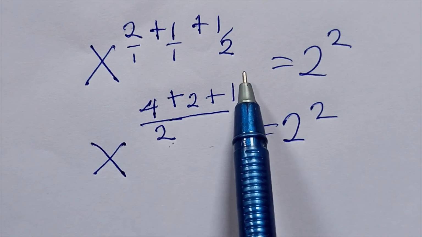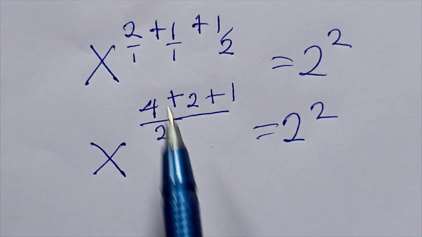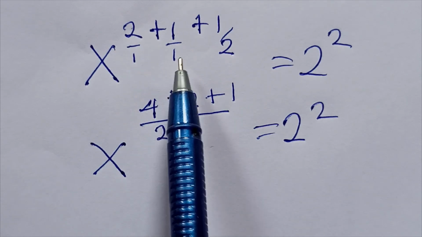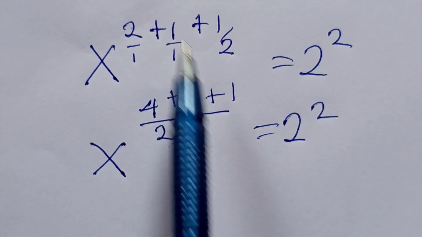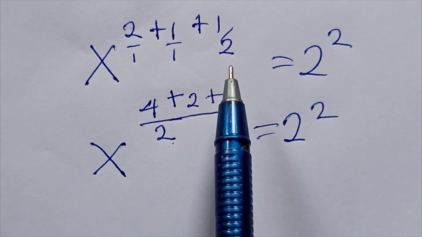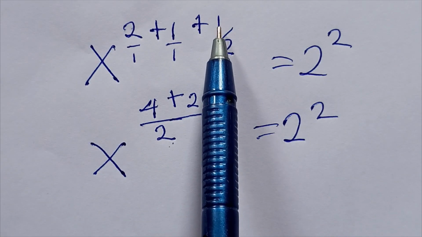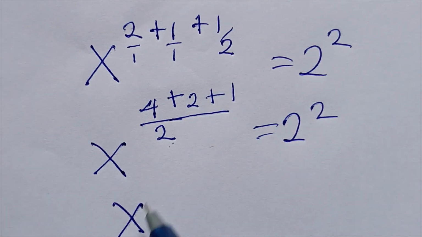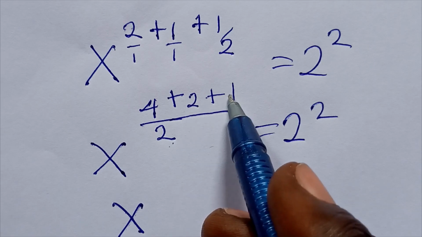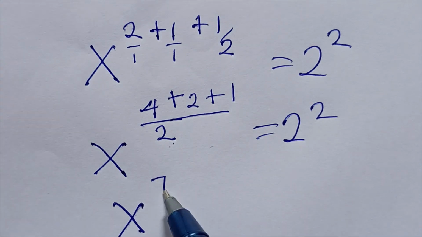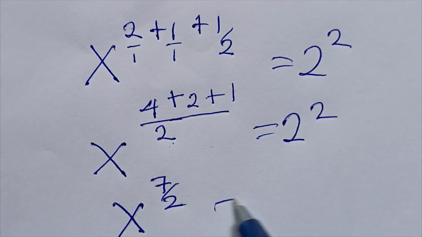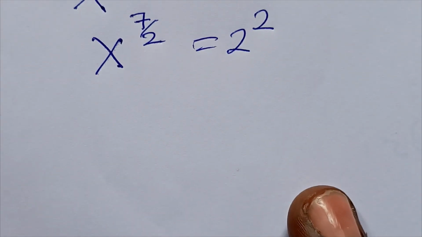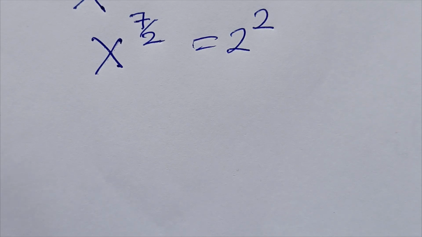As we find the LCM of all of these, which is 2, 2 divided by 1 is 2 times 2 is 4, 2 divided by 1 is 2 times 1 is 2, and 2 divided by 2 is 1 times 1 is 1. Hence, simplifying, 4 plus 2 plus 1 is 7 over 2. So we have x to the power of 7 over 2 equals 2 squared.